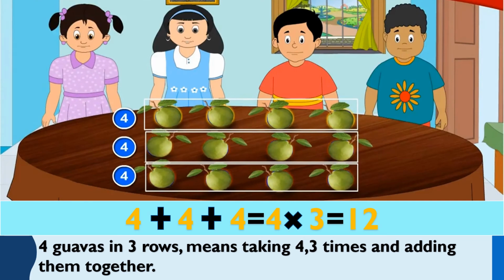Children, we can see that there are 2 boys and 2 girls standing together to have their favorite guava. So children, how many guavas can you see? You can see 4 guavas in 3 rows, which means taking 4 3 times and adding them together. That is 4 plus 4 plus 4 gives 4 times 3. That is 12. Let's do some more simple examples.